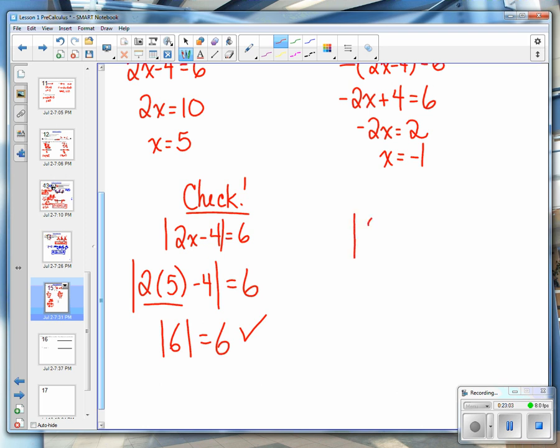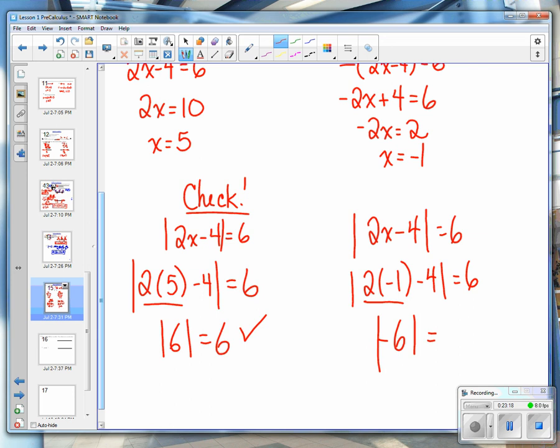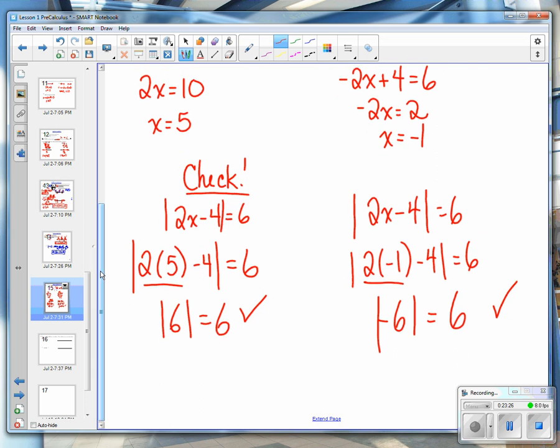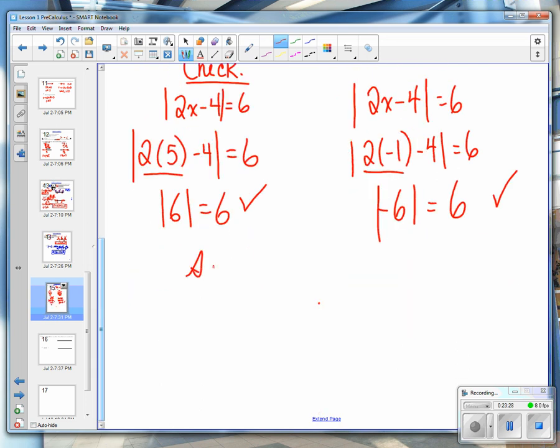Next one, the absolute value of 2x minus 4 is equal to 6. That one's going to become 2 times negative 1 minus 4. Well, 2 times negative 1 is negative 2, and negative 2 minus 4 is negative 6. The absolute value of negative 6 is indeed 6. So therefore, both of our solutions actually do work. So all we have to do here is just say x is equal to negative 1 and positive 5. We don't have to worry about those intervals that we were doing before, which is kind of nice.